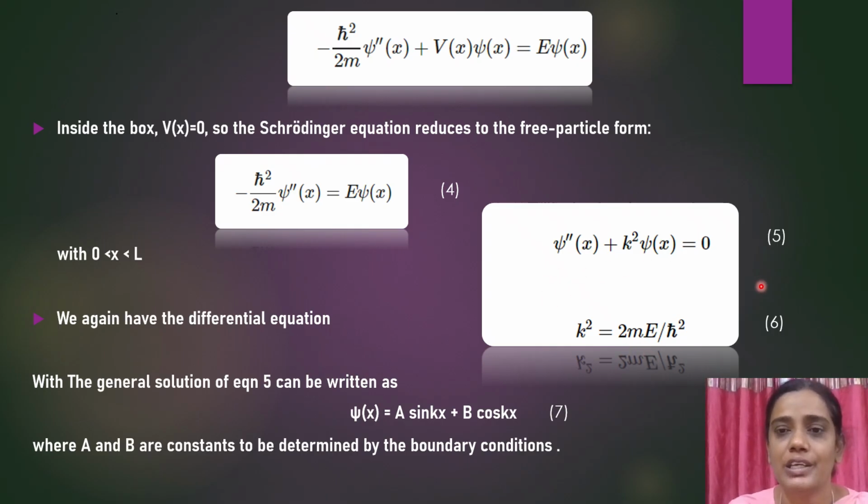Now look at this equation 5. This equation 5 has a general solution that can be written as psi of x equal to A sin kx plus B cos kx, where A and B are constants that are to be determined by the boundary conditions.